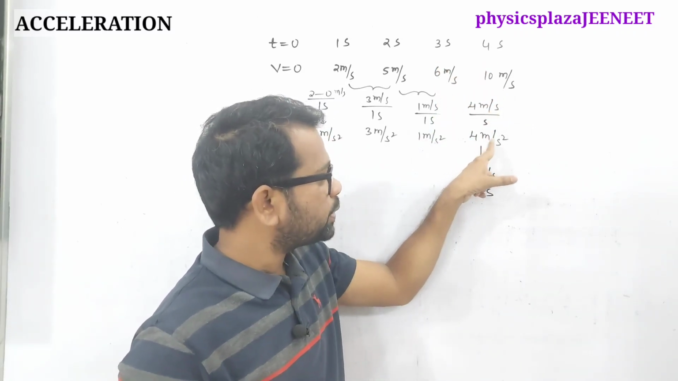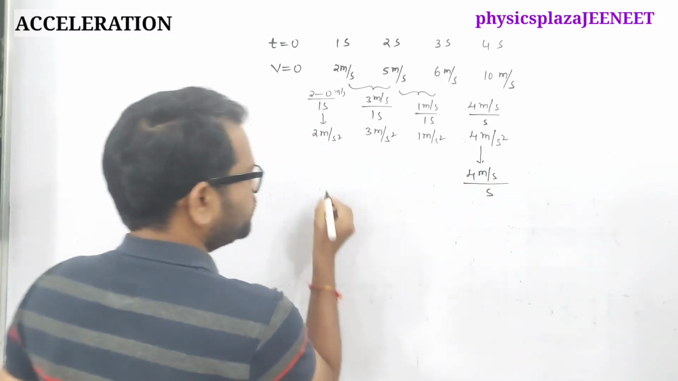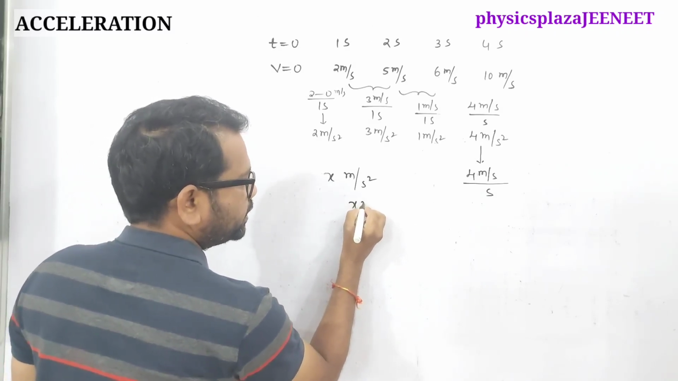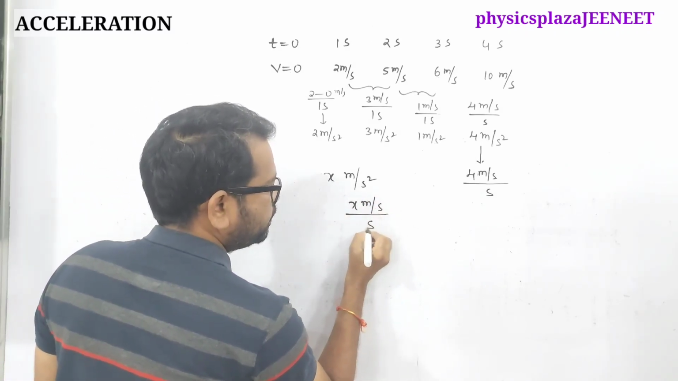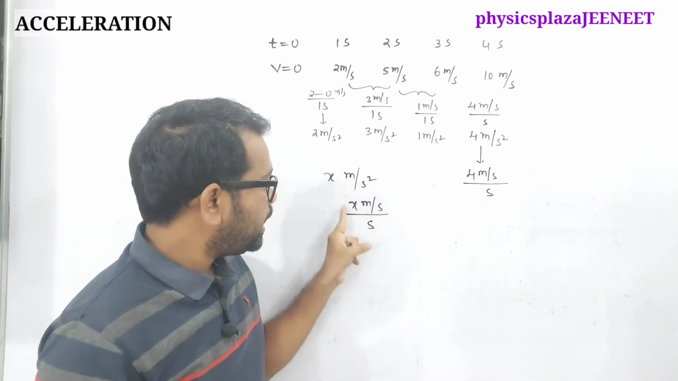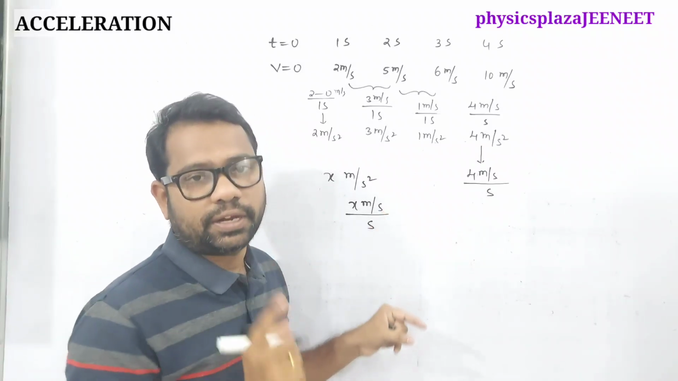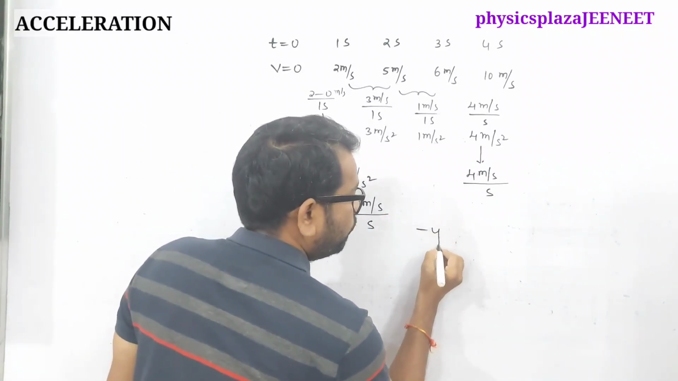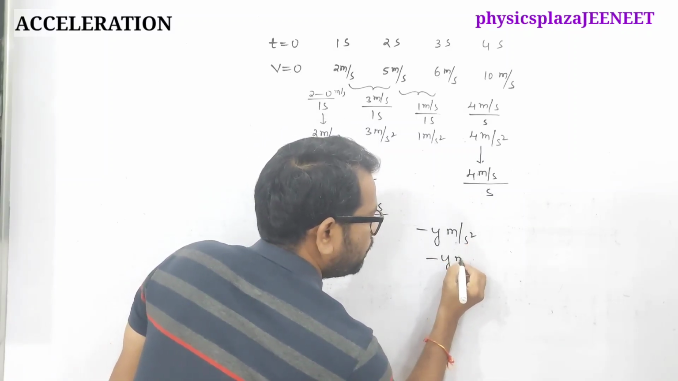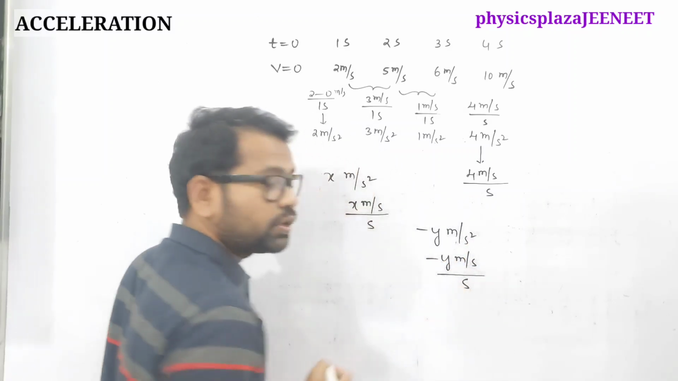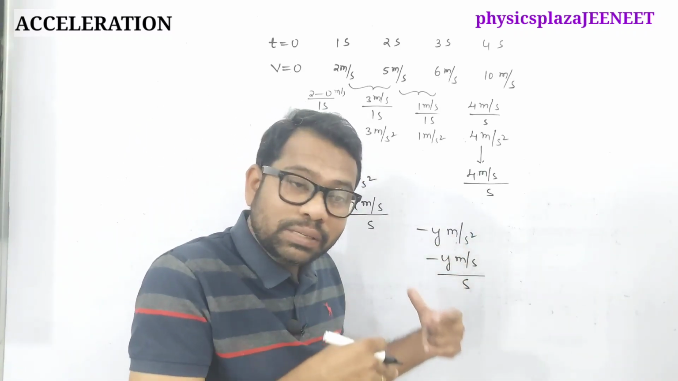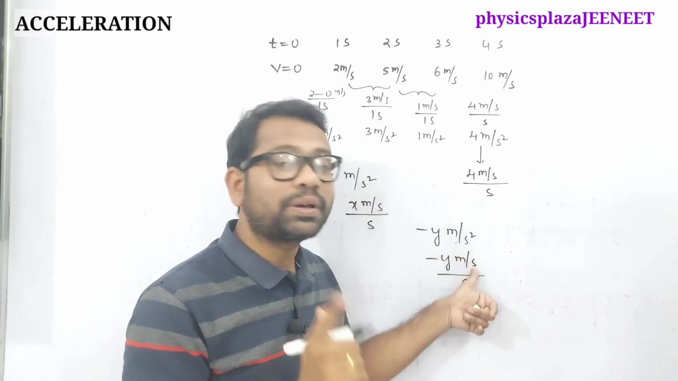See, 4 meter per second square, or anything, children. X meter per second square means you should understand that the vehicle's velocity is increasing by x meter per second in each second. If it is minus y meter per second square, children, you should see it like this: that particular vehicle's or object's velocity is decreasing by y meter per second.